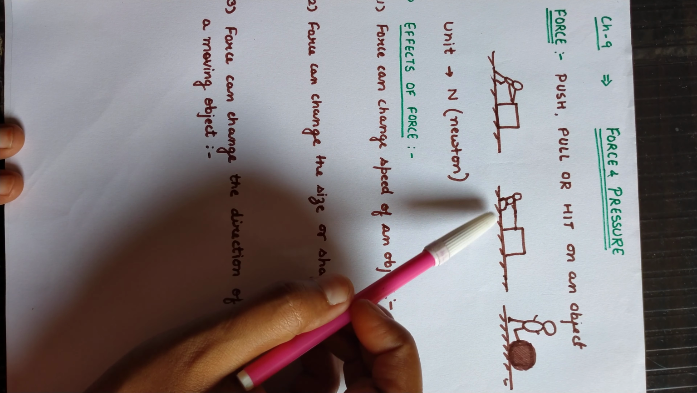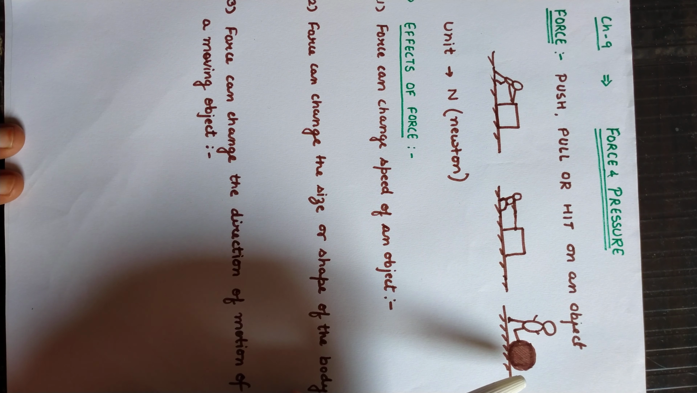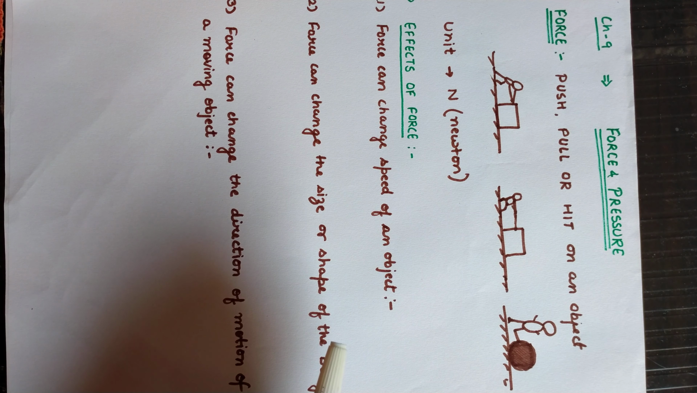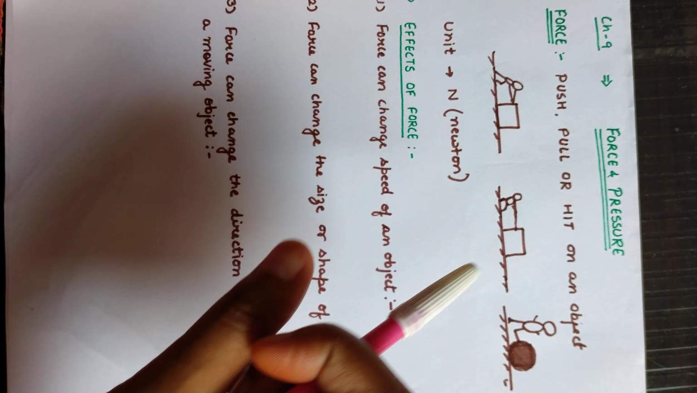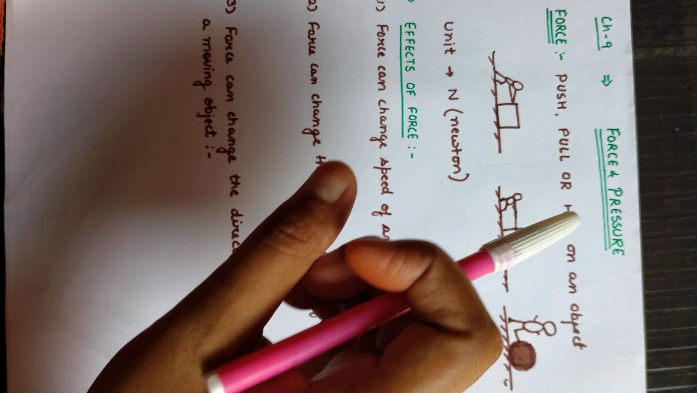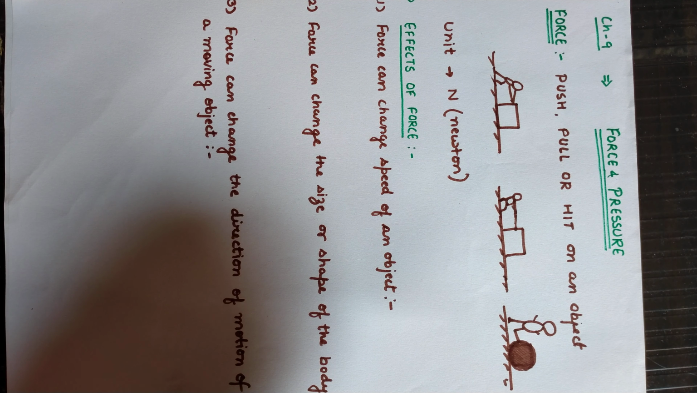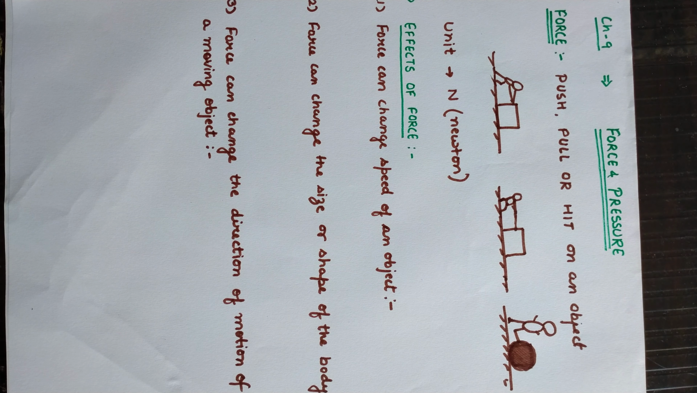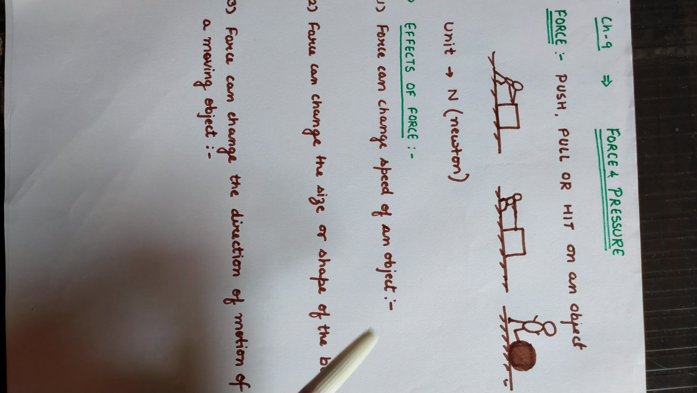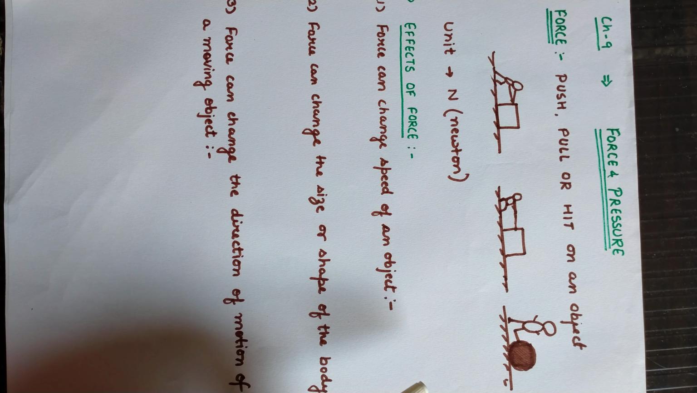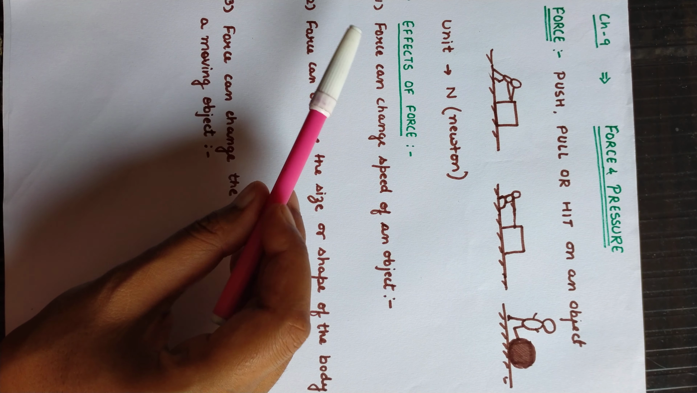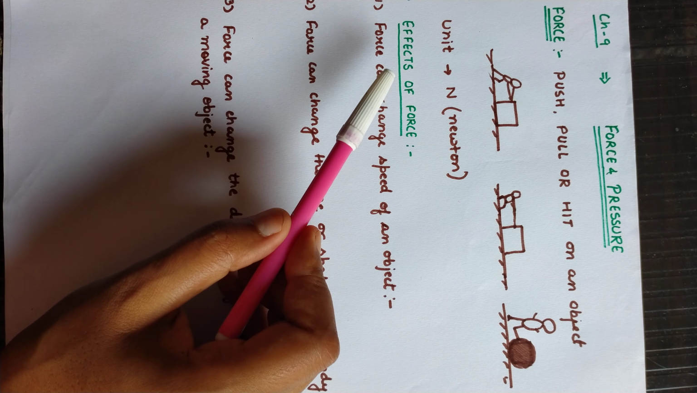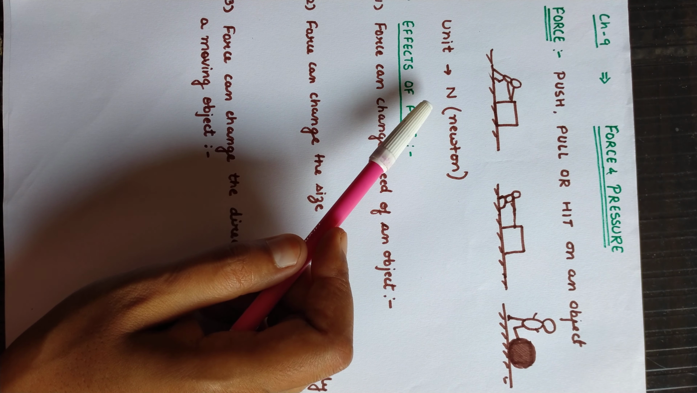So that's why we can say push, pull or hit on an object. Like we can pull a rubber band, we can push the door, we can also pull the door to open. In the same way, all these phenomena represent force. In these examples, the object is receiving force from the person or from something else.